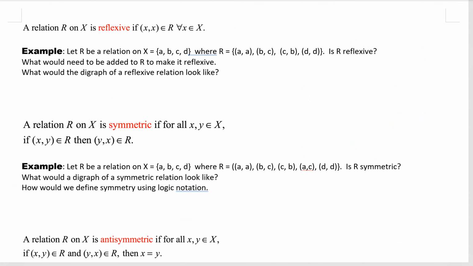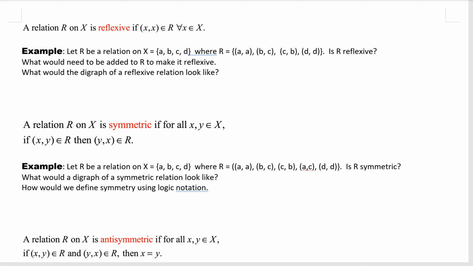A relation on X is reflexive if (x, x) is in R for all x in X. Example: let R be a relation on the set X = {A, B, C, D}, where R equals AA, BC, CB, DD. Is R reflexive? What would need to be added to R to make it reflexive? What would the digraph of a reflexive relation look like? Is this reflexive? Does it contain all the pairs of the elements with themselves?